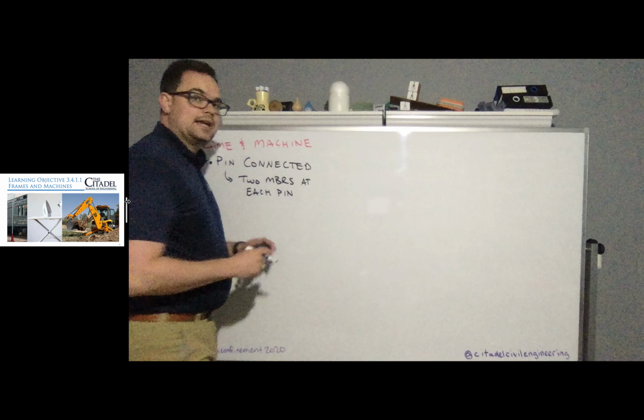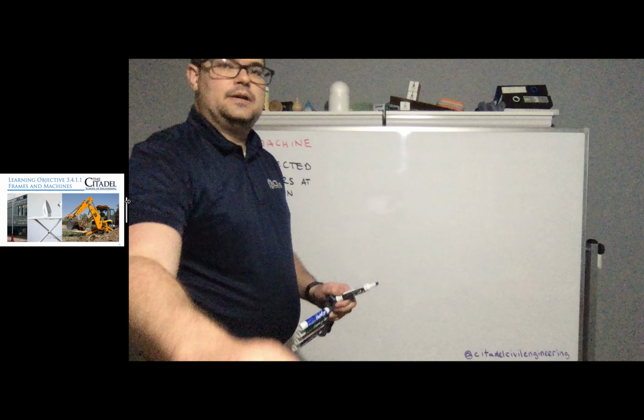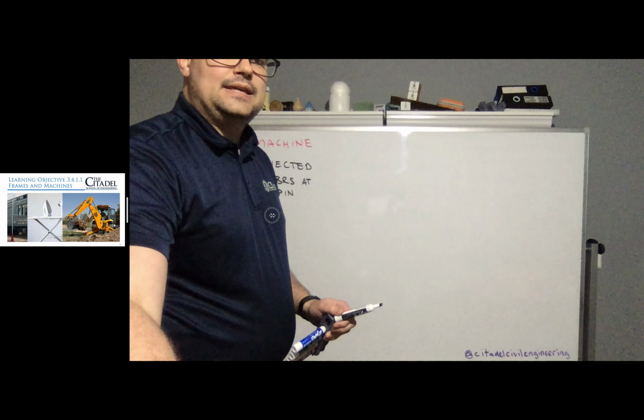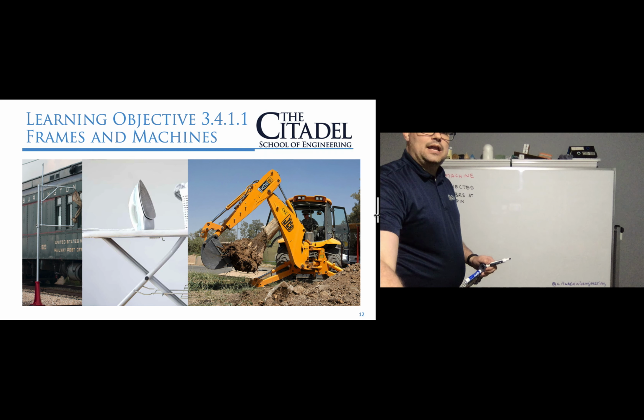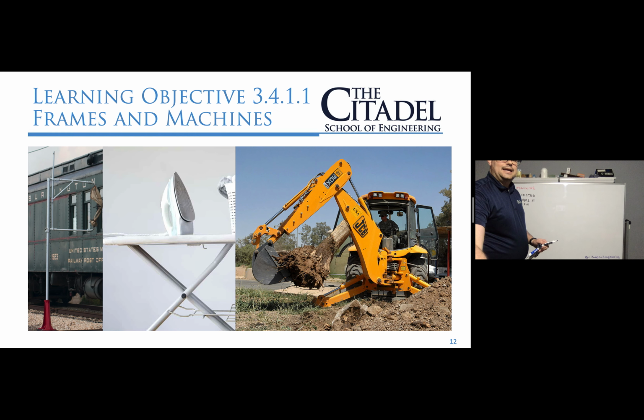So you'll notice, like on the backhoe in our slide here, that the hydraulics come in, and you can see here on the picture where the hydraulics join and meet at a pin. So we have one member and another member joined at a pin. Same thing here. Even with the ironing board, we have the same idea, two members and a pin. And that's going to be very important.